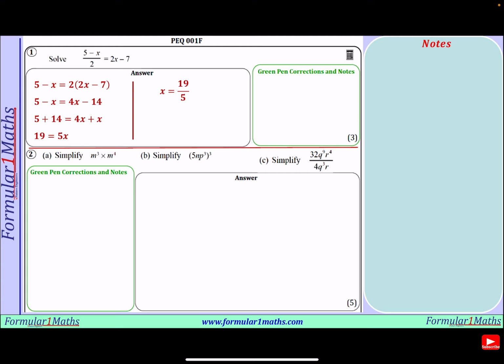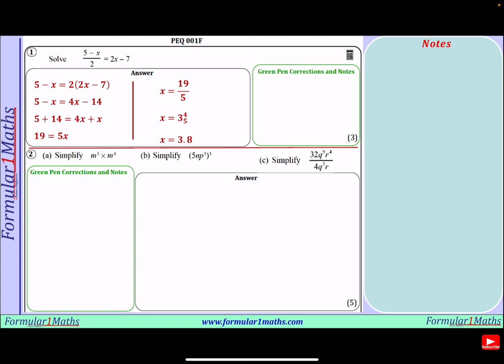You can write this as a mixed fraction, and that would be 3 and 4 over 5. And then you can use a calculator to evaluate to get 3.8. So that is question 1.